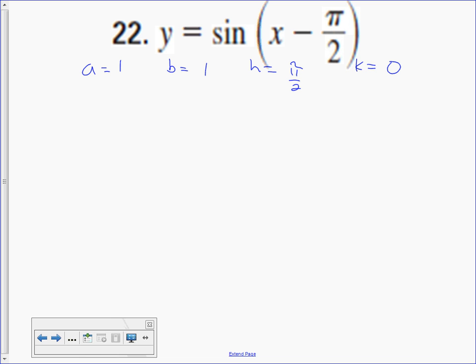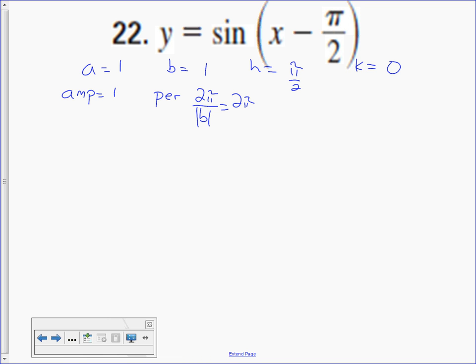So we start with our generic. We need our amplitude: 1. Period: 2 pi over 1, so the period is just 2 pi. Remember, your period is 2 pi over the absolute value of B. So in this case, it is just 2 pi.